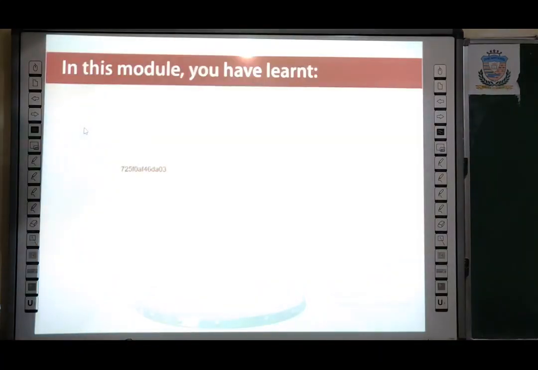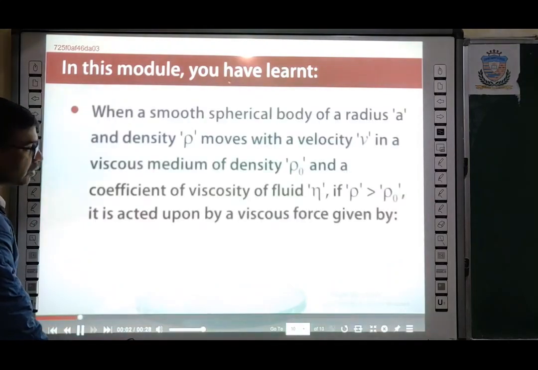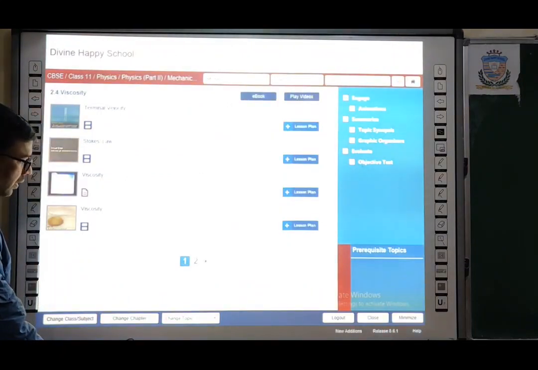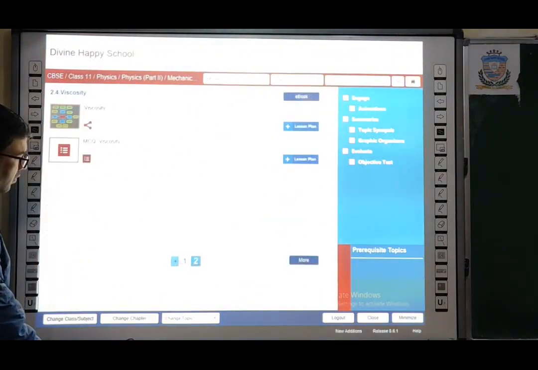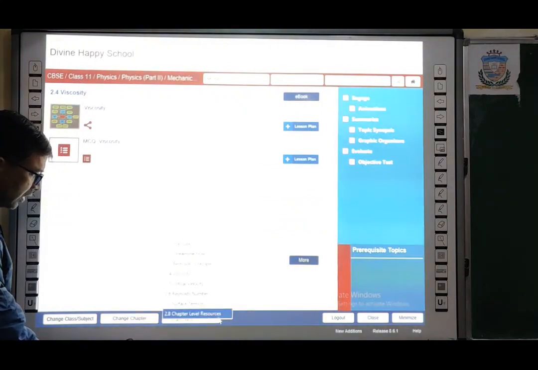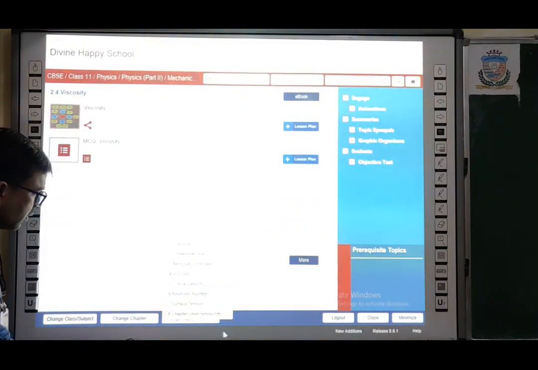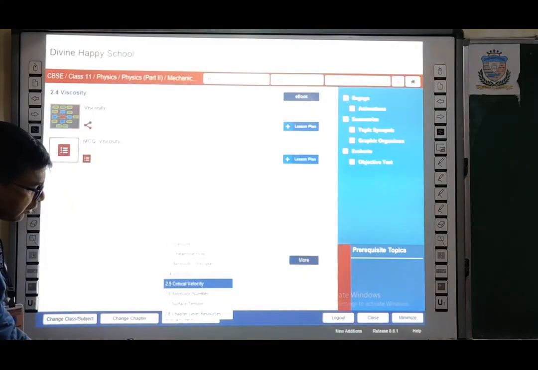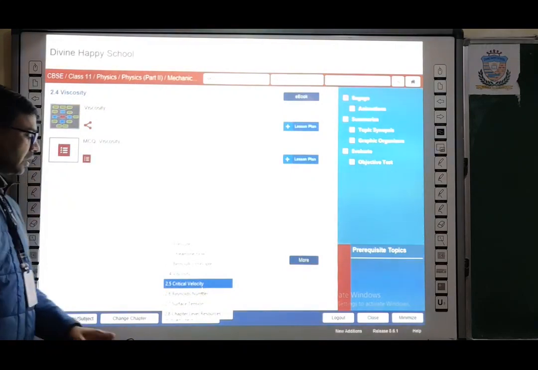In this module, you have learned what Stokes' law is. Clear? So this is the basic statement of Stokes' law. In the next class, we will discuss critical velocity and Reynolds number. Terminal velocity we have done now.